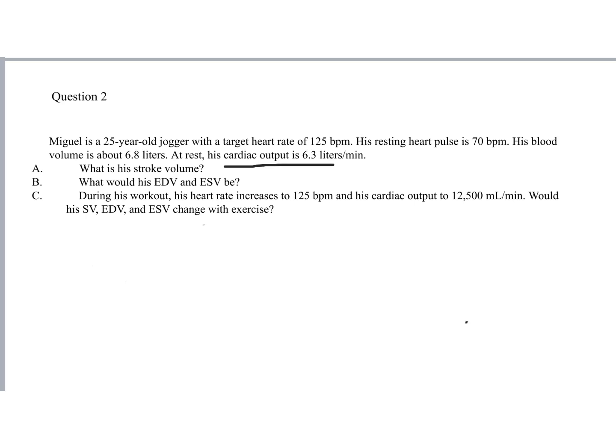Well, if the heart rate goes up, then definitely the stroke volume goes up. And if the stroke volume goes up, then so does the cardiac output. So that is a definite yes. We would expect his stroke volume, end diastolic volume, and end systolic volume to change with exercise. It just allows the heart to pump more blood through the cardiovascular system to deliver more oxygen to those places that need it.